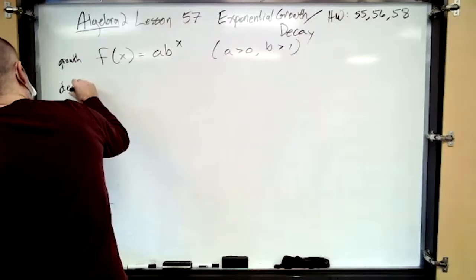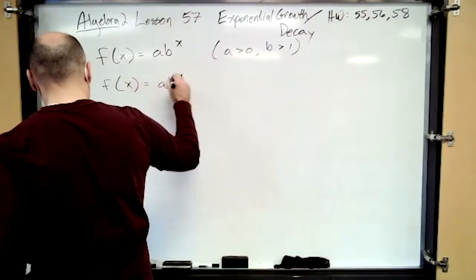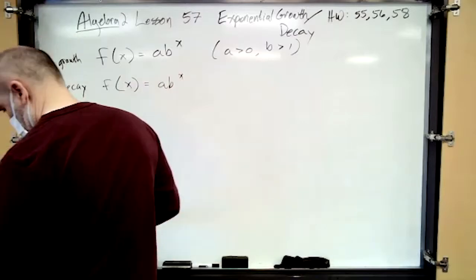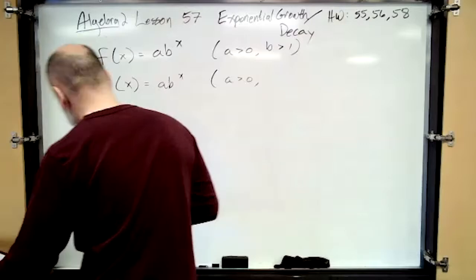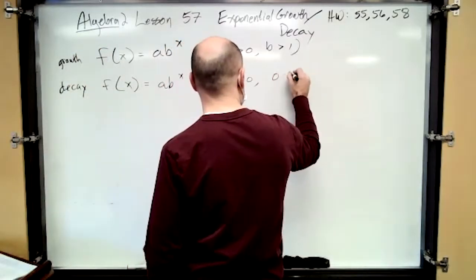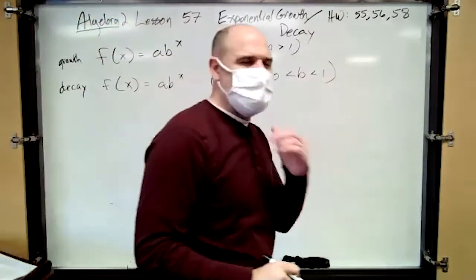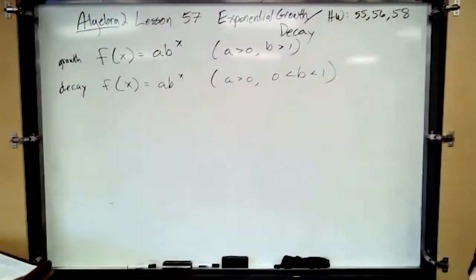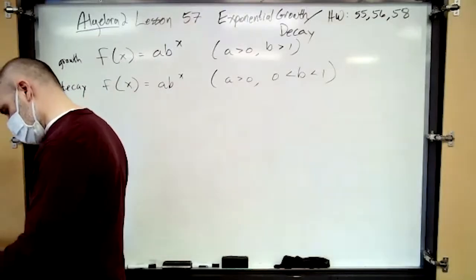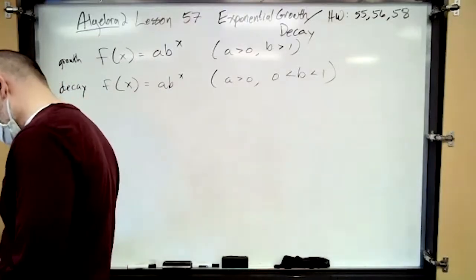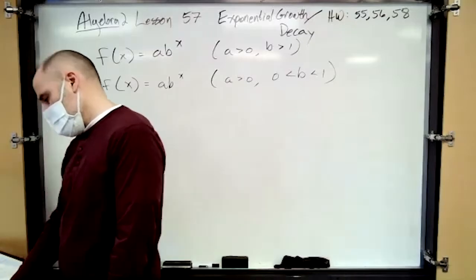And here is decay. Same equation, same function, but these values change here. So a is still greater than 0, but b is in between 0 and 1. Okay? So it's not a negative number. It just decays because it's fractional.